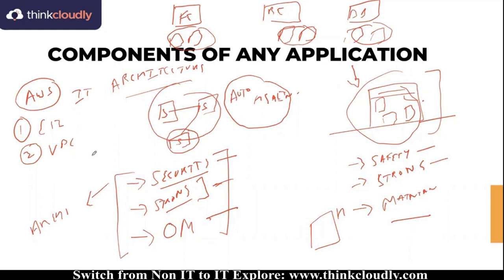So VPC is important to create isolation, it's like a shield. You might have seen the Avengers movie where there was a shield. So VPC acts as a shield. It basically creates a shield around EC2 so that your EC2 servers, where your front end, back end, and database are running, are safe.